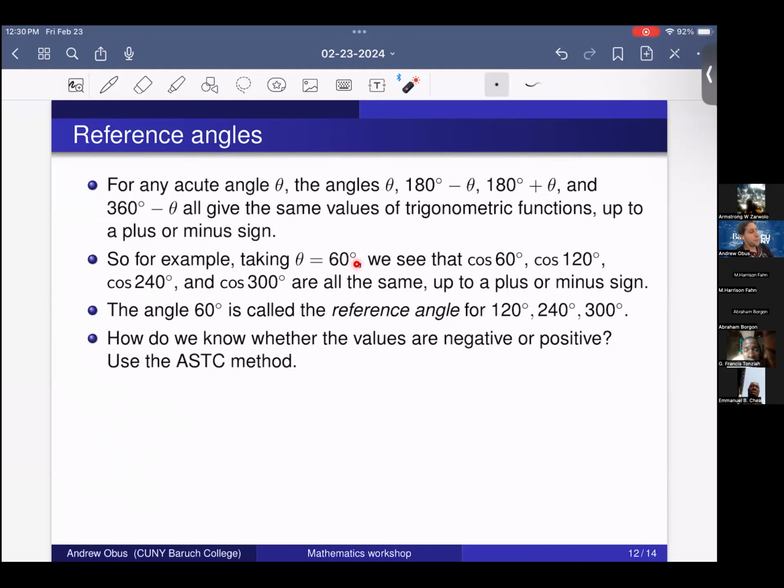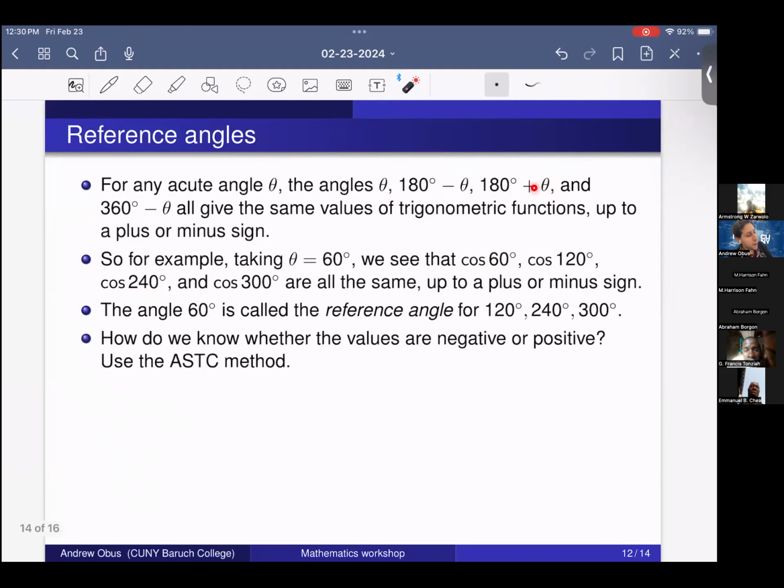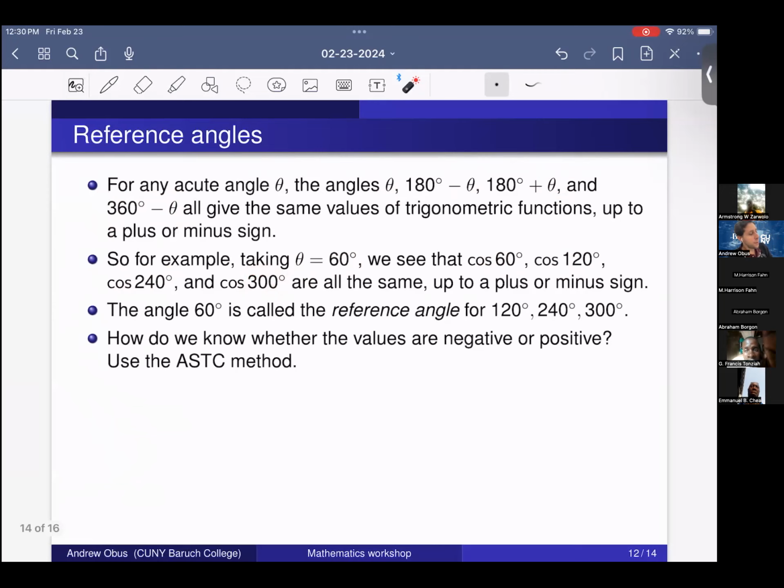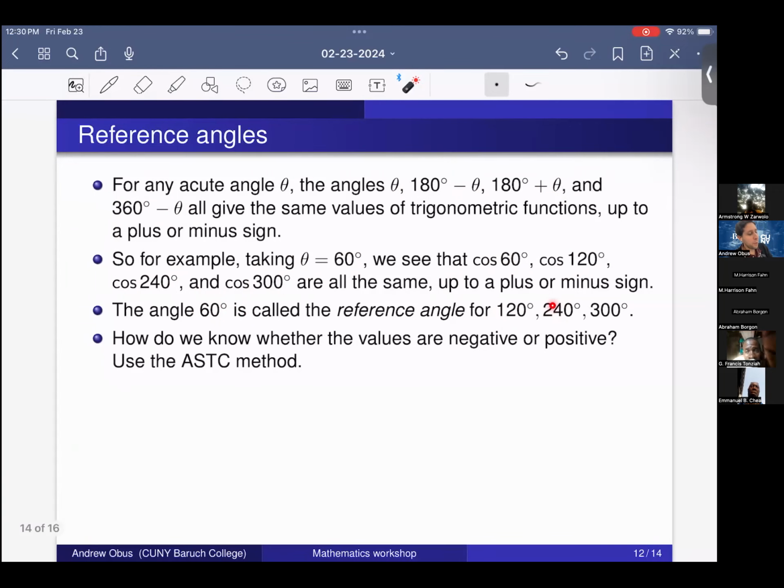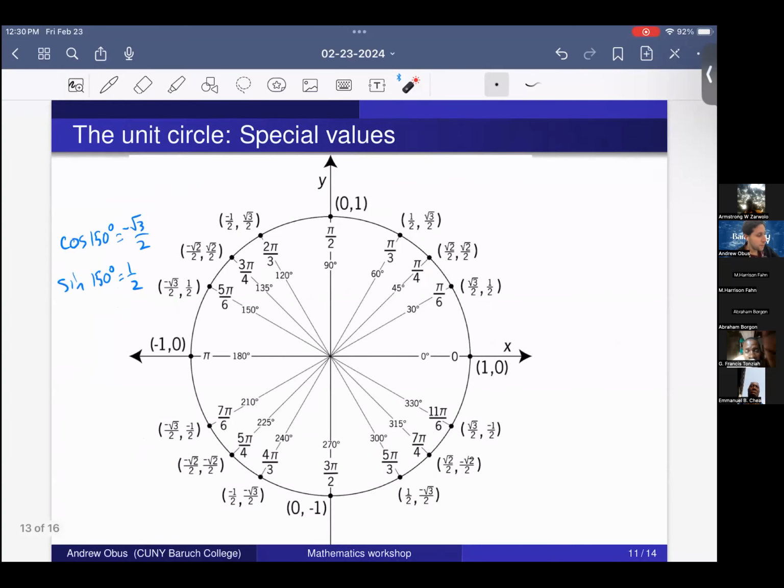But for example, if theta is 60 degrees, what we'll see is that cosine of 60, that's theta, cosine of 120, that's 180 minus theta, cosine of 240, that's 180 plus theta, and cosine of 300 are all the same up to a plus or minus sign. In that case, we call this angle, 60 degrees, the reference angle for 120 degrees, 240 degrees, and 300 degrees. So let me show you what this looks like on this circle.